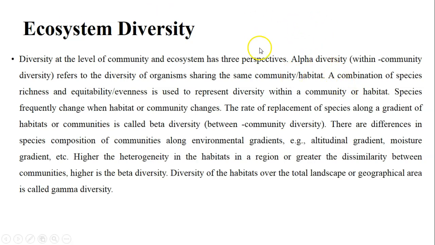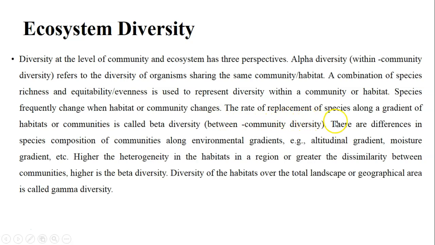In that, alpha diversity, the community diversity, refers to the diversity of organisms sharing the same community or habitat. For example, on a particular land or in a terrestrial ecosystem, whatever organisms or living things dwell in that place, that type of diversity is called alpha diversity. A combination of species richness and equitability or evenness is used to represent diversity within a community or habitat. Species frequently change when habitat or community changes.